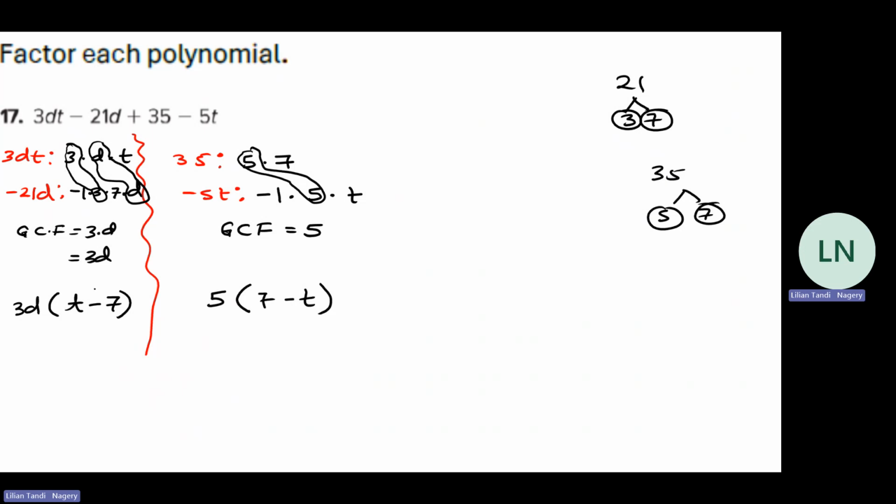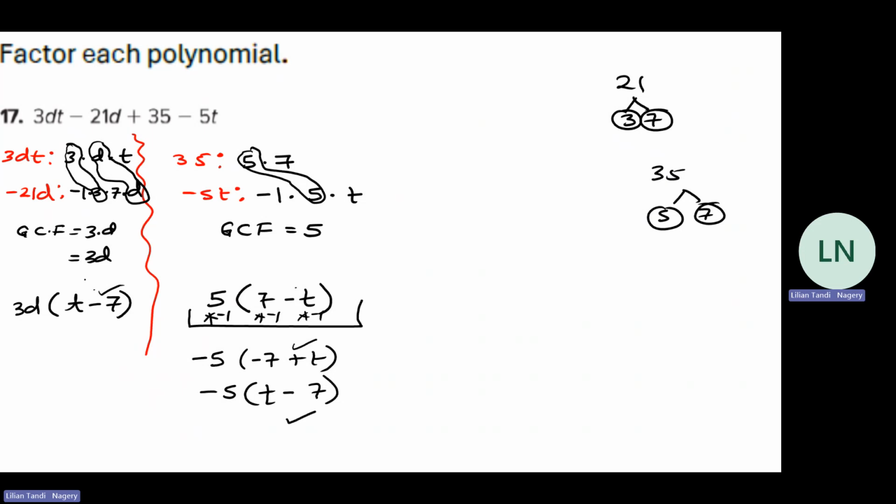Now, what do you notice? This and my inside are not the same. So multiply the second part of your work. You multiply everyone by negative 1. Everyone. So you'll get negative 5, negative 7 plus t. Now, this is the same as this, it's just that they are switching places. So negative 5t plus 7. Okay? Sorry, t minus 7. Negative 5t minus 7. Now, this is the same as that.